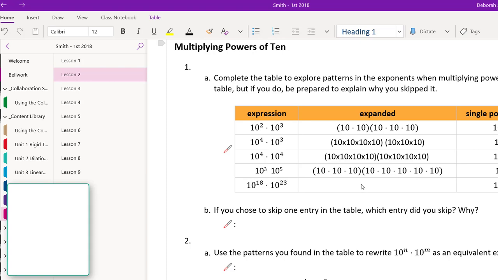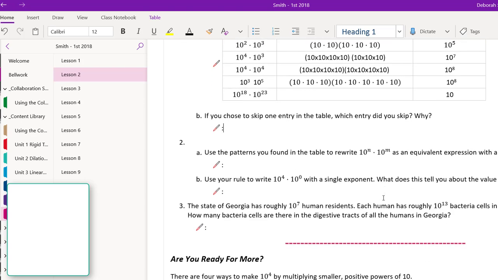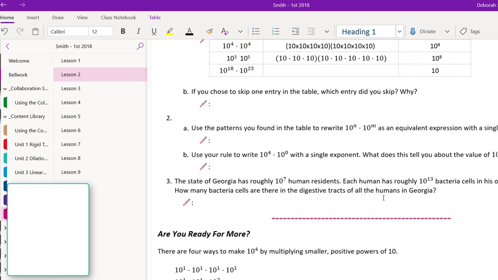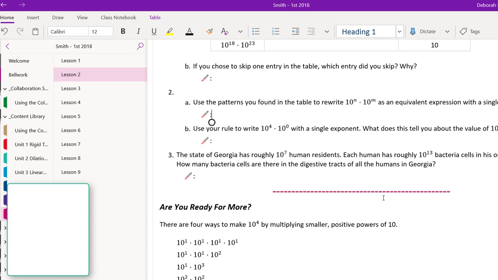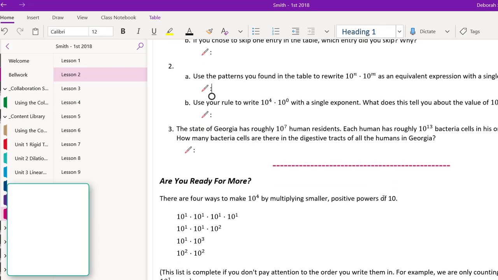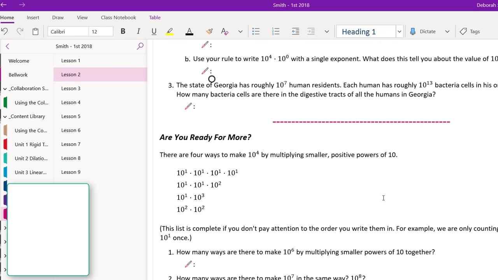10 to the 18th times 10 to the 23rd. Are we going to write 18 tens and then 23 tens? Or have we figured out the rule yet? Okay. So this is again a place for you to use the patterns you found in the table to write an equivalent expression with a single exponent. Use your rule to write, what does this tell you about the value of 10 to the 0?